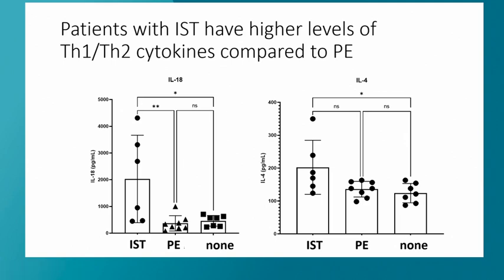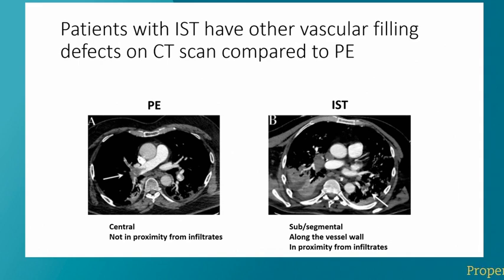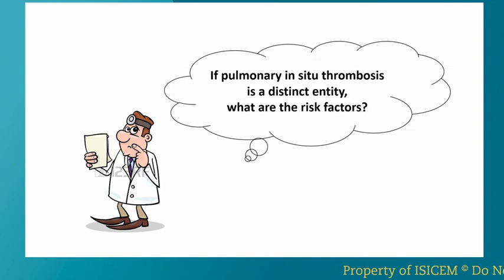And then we took a look at the CT scans. We had radiologists evaluating these, and they also found differences. So typically, patients with pulmonary embolus would have their thrombosis in central pulmonary arteries, and they would not be in proximity, so not in close neighborhood, of infiltrations. Whereas in situ thrombosis is much more segmental or subsegmental. It's thrombosis that is along the vessel wall, and it's in close proximity to pulmonary infiltrates. So also on the account of imaging, there were marked differences. So this leads us to believe that pulmonary thrombosis and pulmonary emboli are distinct entities.